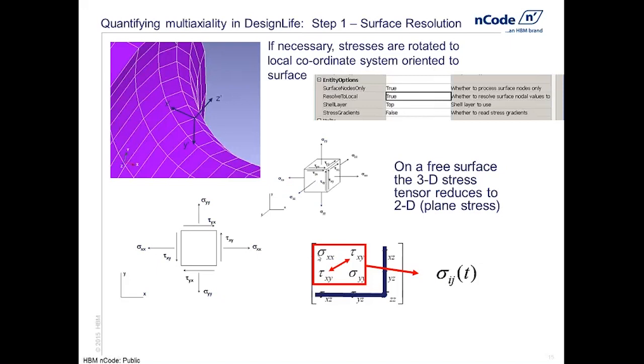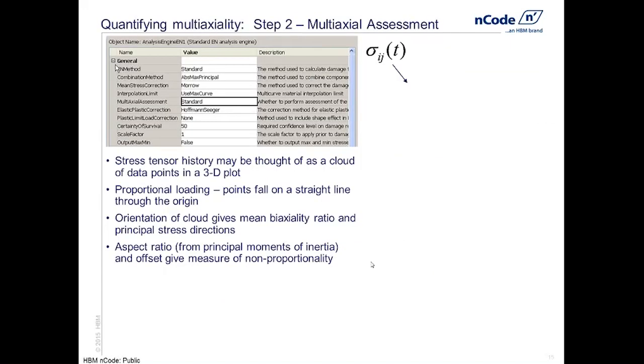Furthermore, the remaining terms, this small matrix here in the red box, is symmetric, so the two shear terms are equal. So that means we only need to consider 3 stress components, sigma xx, sigma yy, and tau xy, to get a complete description of the stress state. So once these stresses are surface resolved, we can do what we call a multi-axial assessment. There are a couple of options in the software. I'm just going to describe what we call the standard version.